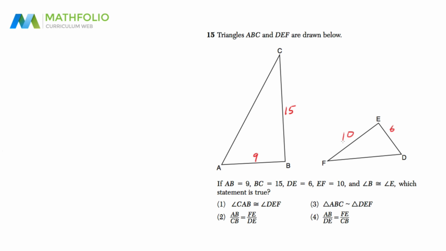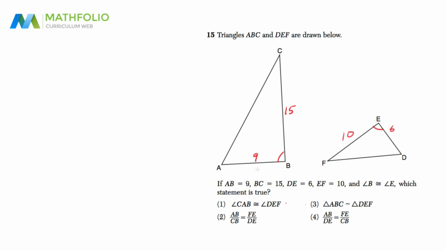And I know that angle B and angle E are congruent. So B and E are congruent. It says which statement is true. Alright, well let's think about this. It says that a couple of angles are congruent here. So we've got to think about that. Option 2 says that AB over CB is equal to FE over DE. Then here we have another proportion, and here option 3 says that the triangles are similar.